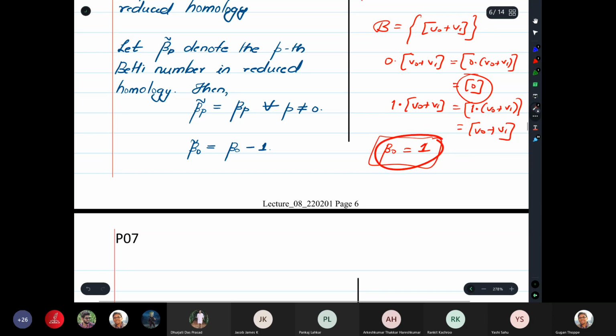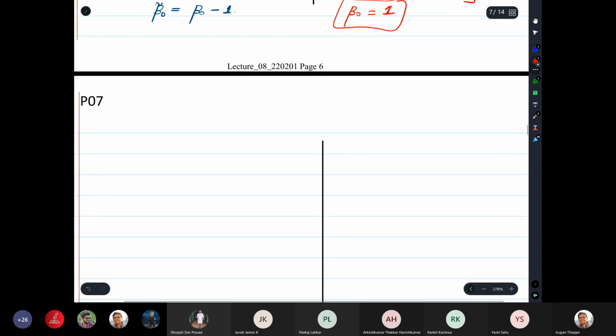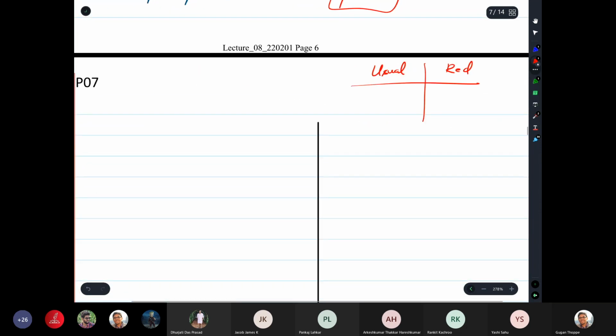All right. Okay, so beta 0 is 1. So one part of the story is, you should know how to compute these Betti numbers. The second part of the story is to interpret the result. So let's now focus on the interpretation. The interpretation is, in the usual homology and in the reduced homology, what changed? In the usual homology, beta p was 0 for all p not equal to 0, and beta 0 was 2, right? On the other hand, in the reduced homology case, beta p was 0 for all p not equal to 0, whereas beta 0 in this case turned out to be 1, right?